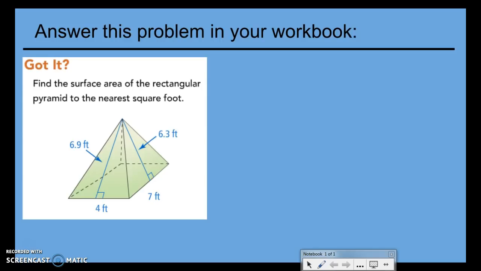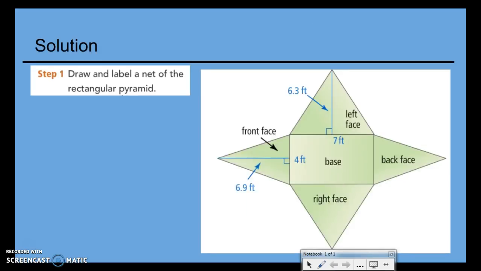Alright, so let's check our solution and see how we did. Here's what your net is going to look like. You're going to draw your faces of your triangles and draw your base. Okay, as you can see, your two back and front faces are very narrow compared to your left and right face.